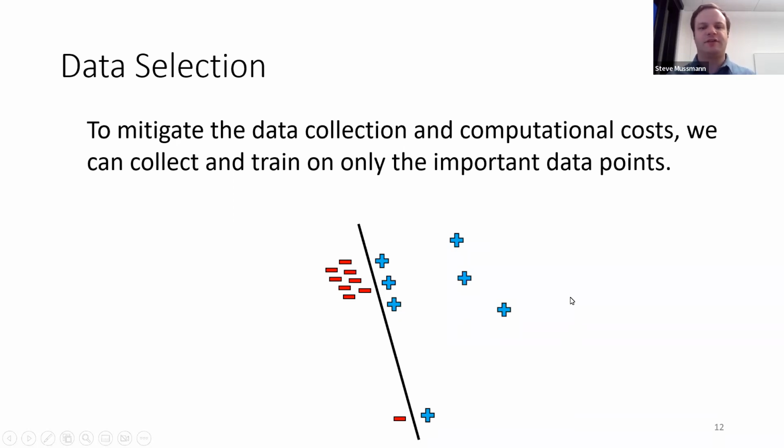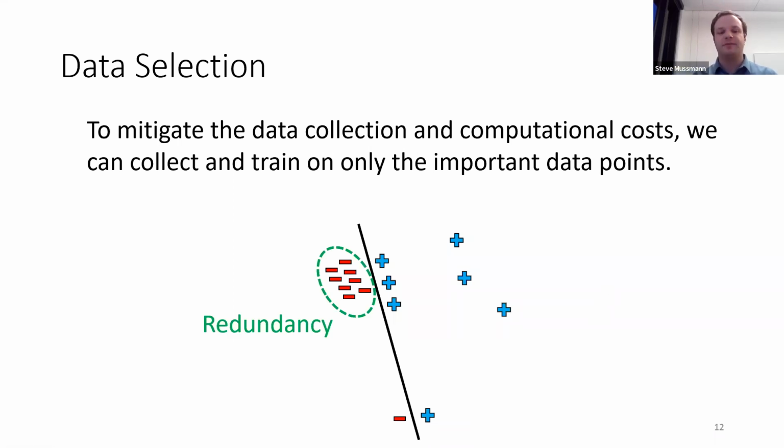So there are several intuitions for why we might expect to be able to prune data sets and only focus on some data points, because some data points are more important than others. For example, there's redundancy. Sometimes in a data set, there will be many data points that are very similar to each other, and we only need a few of them. We don't need the full number.